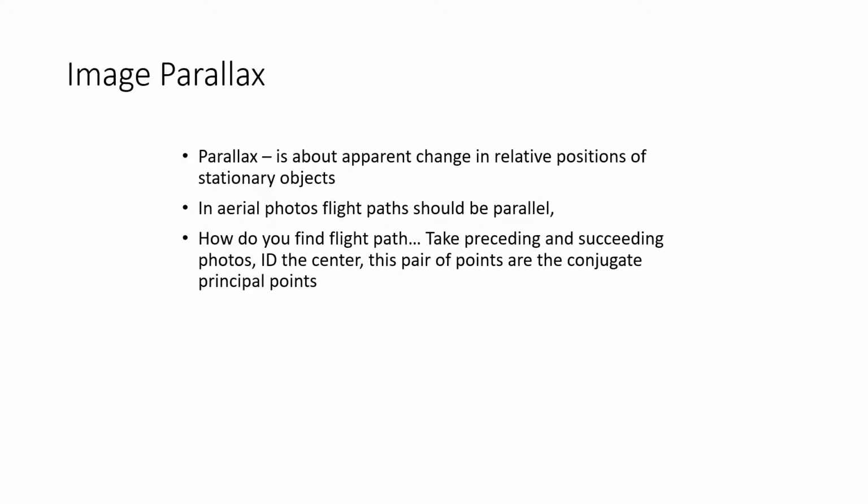We call that parallax. It's when you have an apparent change in the relative position of a stationary object. So you take aerial photos from multiple places, and you find two images where it looks like something has moved, but it hasn't. The only thing that's moved is you, and you can use that to calculate all kinds of stuff.